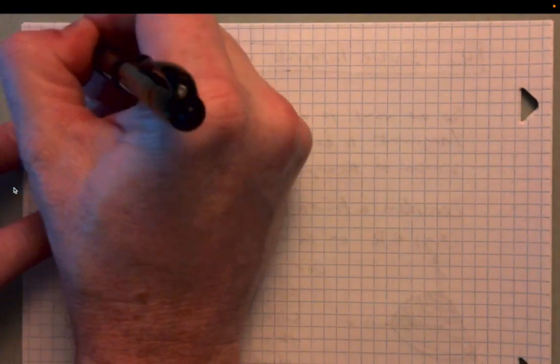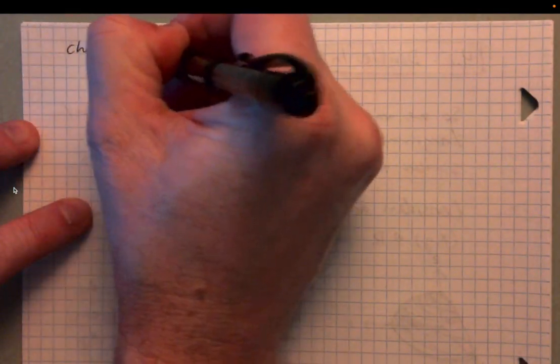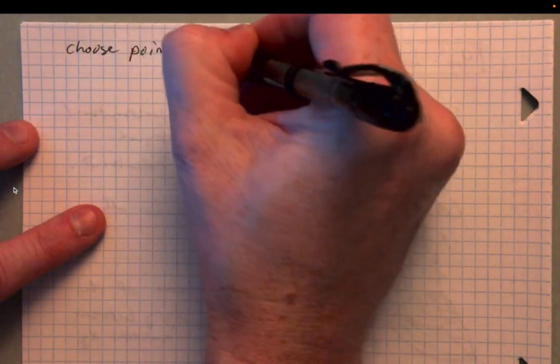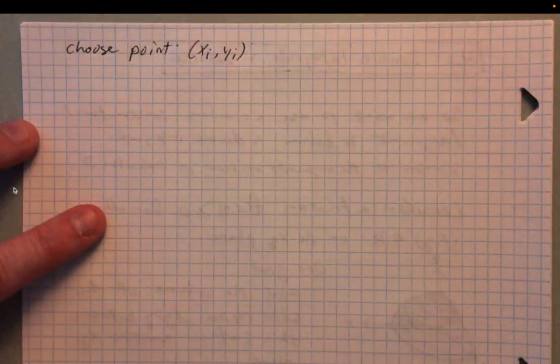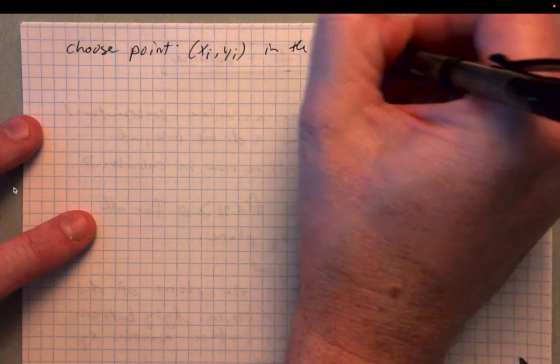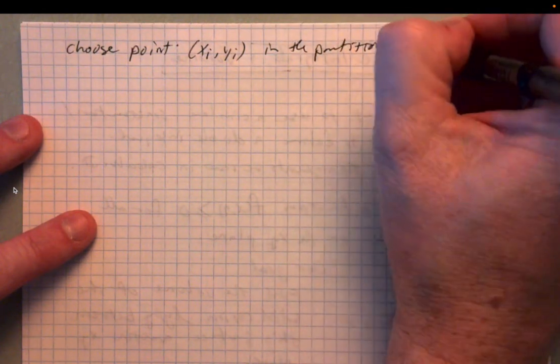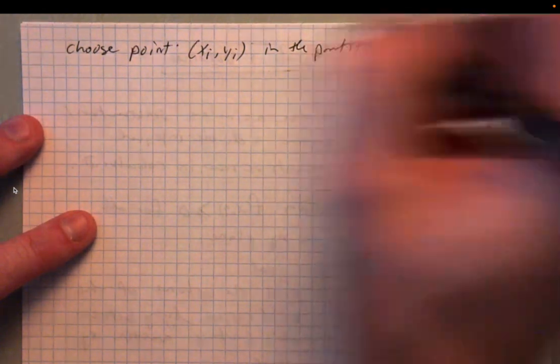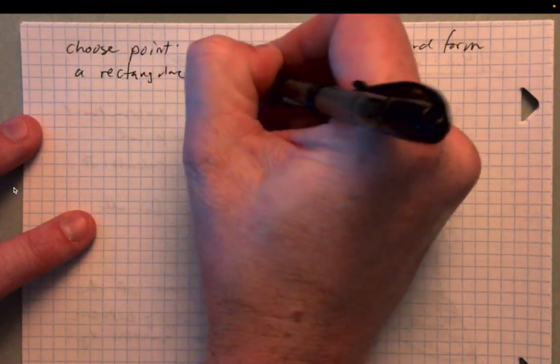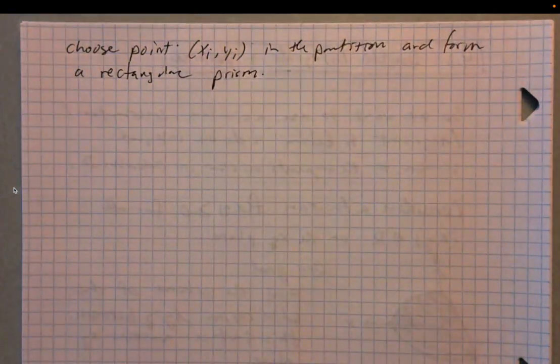What we want to do next is choose a point (xi, yi) in the partition, and form a rectangular prism. We'll call it a prism. It's going to be prism-like. Now, what are we talking about here?